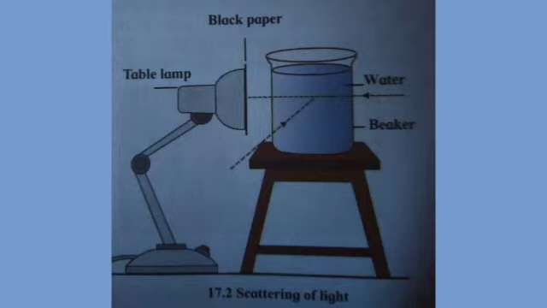Now let's see another experiment for scattering of light. The apparatus required for the experiment is a table lamp with a 60 or 100 watt milky bulb. LED will not do. Also needed are thick black paper, sticking tape, a packing needle, a 100 or 200 ml glass beaker, milk or milk powder, dropper, spoon, etc.